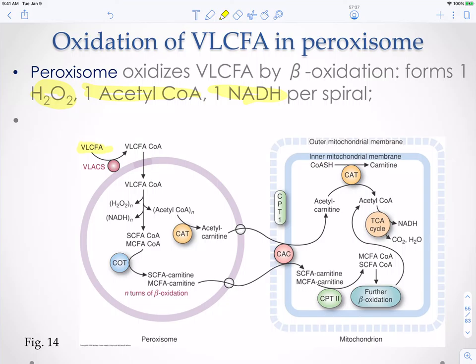So you have your very long-chain fatty acid, you have your very long-chain acyl-CoA synthetase, you're going to activate your very long-chain fatty acid, it crosses the peroxisome membrane, it goes through the peroxisome spiral, and you're going to generate hydrogen peroxide, you're going to get an acetyl-CoA and NADH, and then they're going to become short-chain and medium chain fatty acids. And then you're going to have your transport systems also in place. You have your carnitine transport system, which will be able to get your acetyl-CoA out of the peroxisome and into the mitochondrial matrix. You also have your transport system for your medium and small chain fatty acids, and these will enter and exit the peroxisome and enter your mitochondria, and then they can be further oxidized.